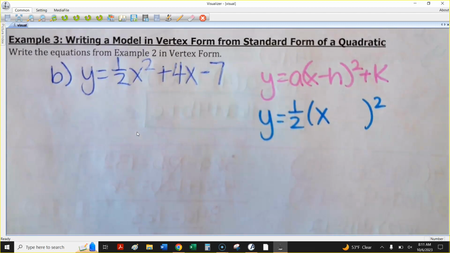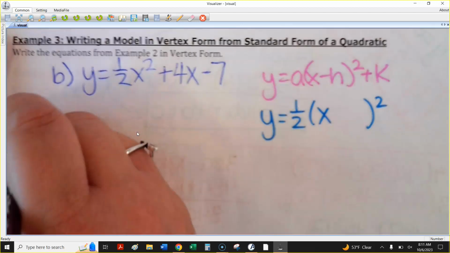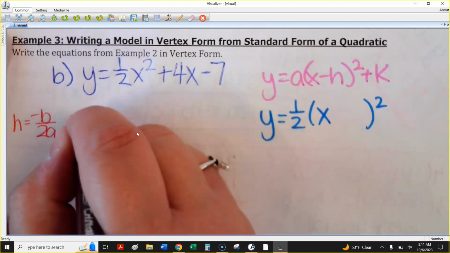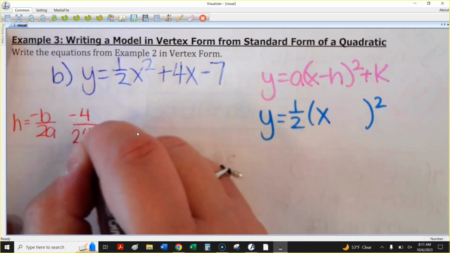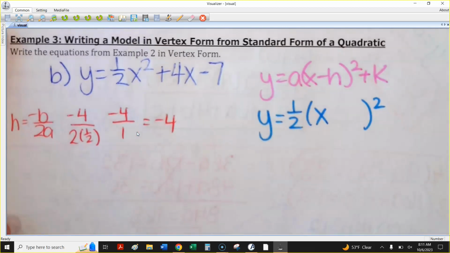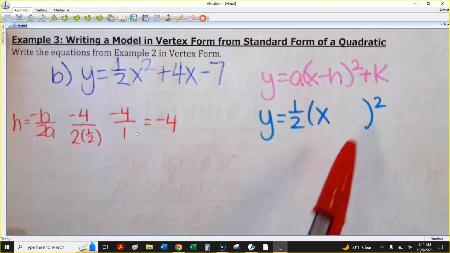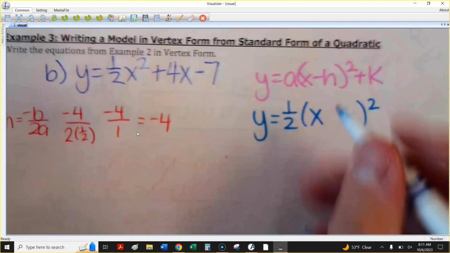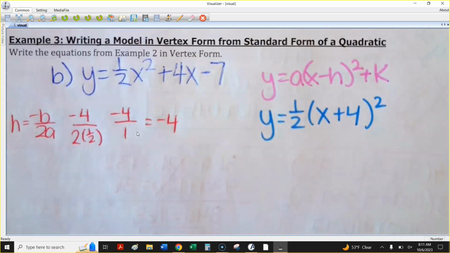So for h, negative b over 2a. For this question, it would be negative 4 over 2 times a half. So it'd be negative 4 over 1. So it should just be negative 4. What would that look like in the parentheses with the x? Exactly. Opposite of what it looks like. So right there. I need one more thing, I just need my k.